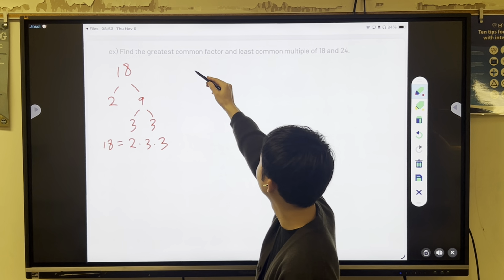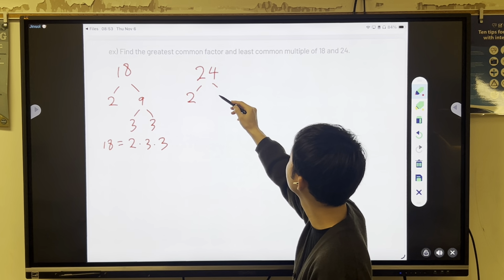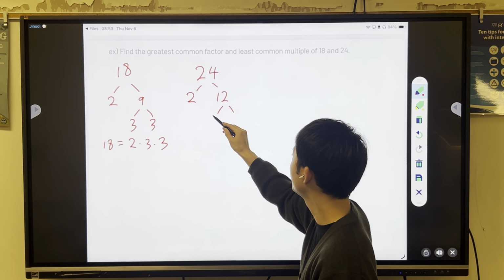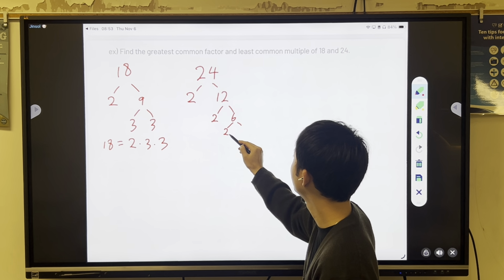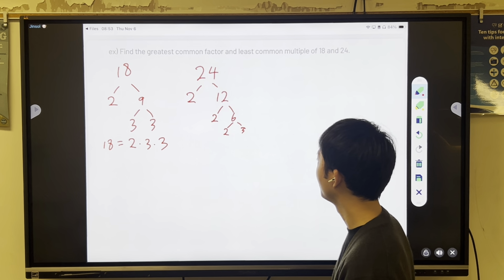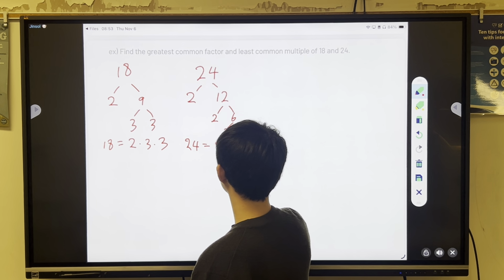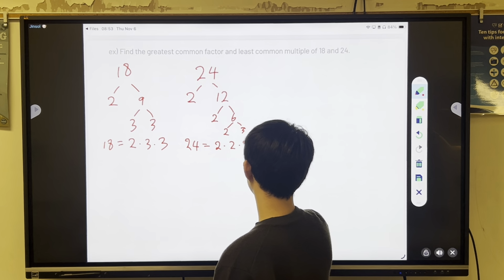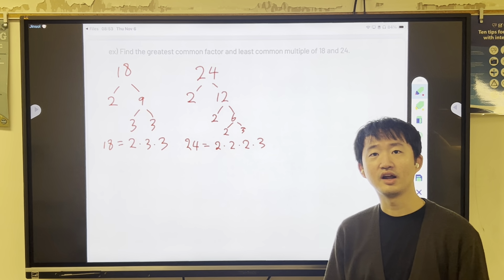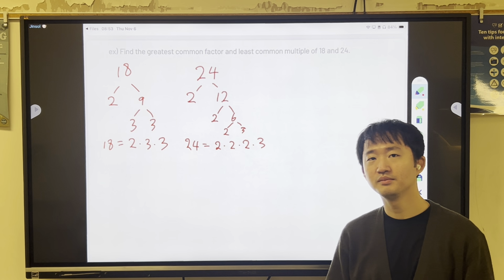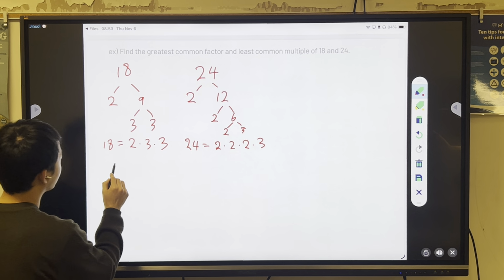Let's do the same thing for 24. 24 is divisible by 2. 24 divided by 2 is 12. And 12 is also divisible by 2. 12 divided by 2 is 6. And 6 divided by 2 is 3. And there you go. We have prime factorized 24 as well. So 24 is equal to 2 times 2 times 2 times 3. Now that I've completely prime factorized each number, let's first find the GCF, the greatest common factor.